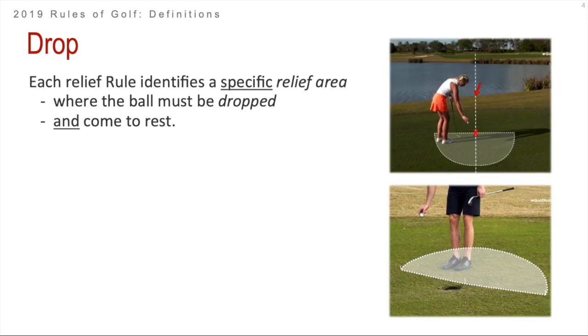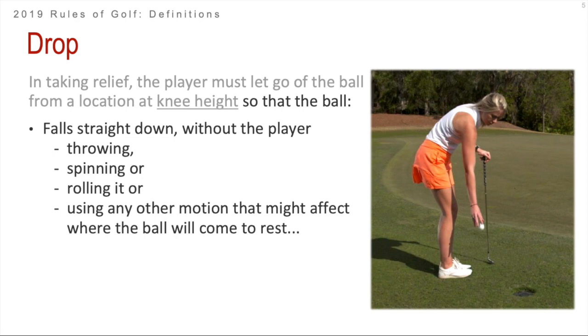Each relief rule that we are dropping under is going to identify a specific relief area where the ball has to be dropped and come to rest. Many times this is going to be a 1 club length area. There are some times where it might be 2 club lengths. But just keep in mind that the ball has to be dropped within that area, and it also has to stay in that area. In other words, come to rest in that area.